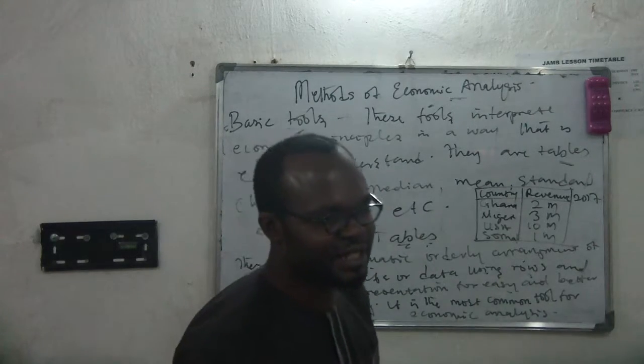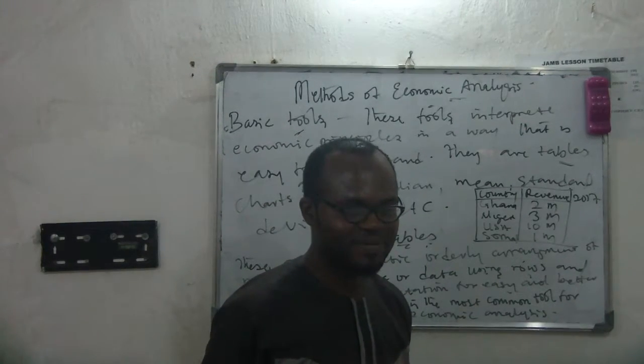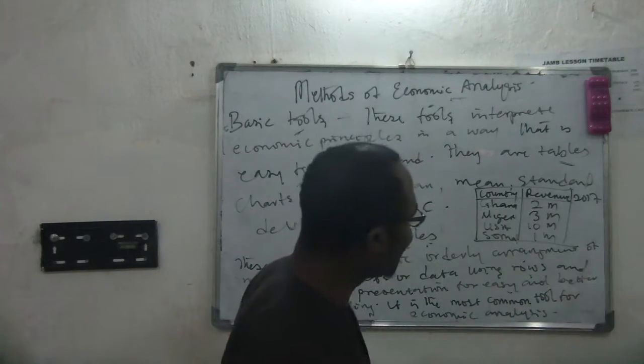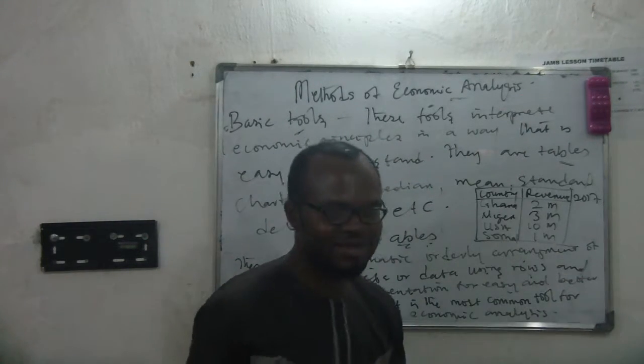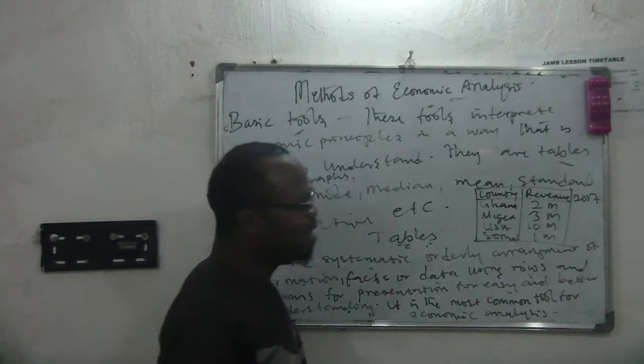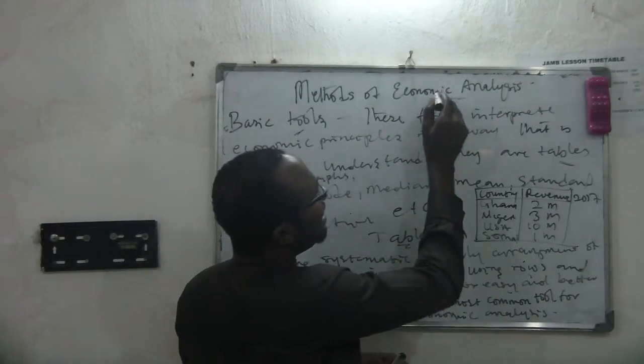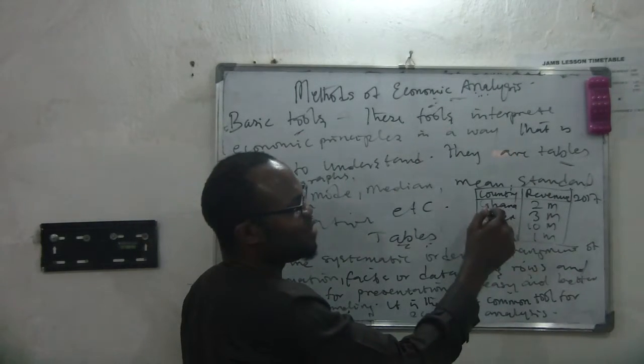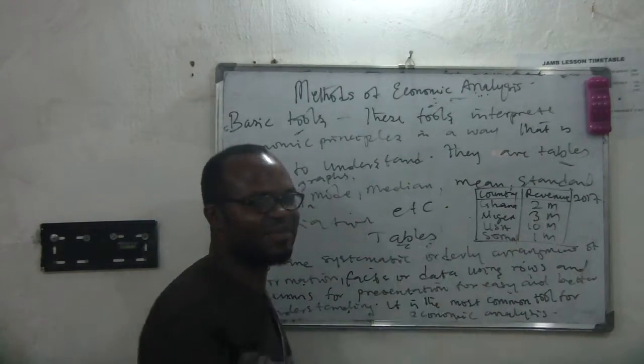Which country is making the highest revenue? USA. Which country is making the poorest revenue? Somalia. Somalia is making only 1 million. Ghana is making 2. You see that? So with this table, you can do what? You can do economic analysis. You can analyze this table and say the country that is making the biggest money.